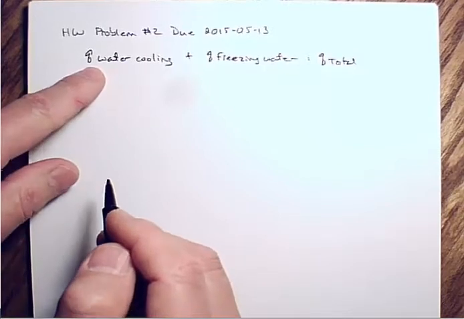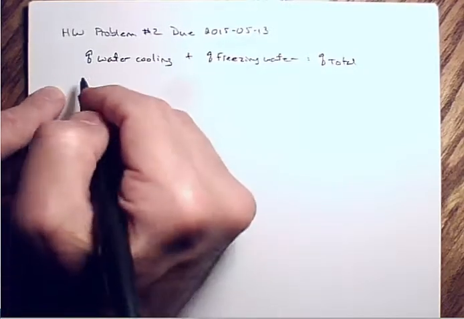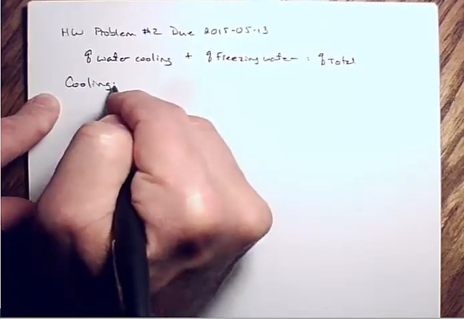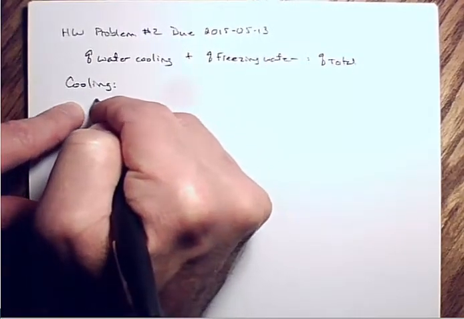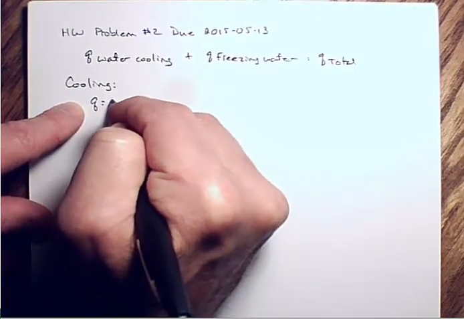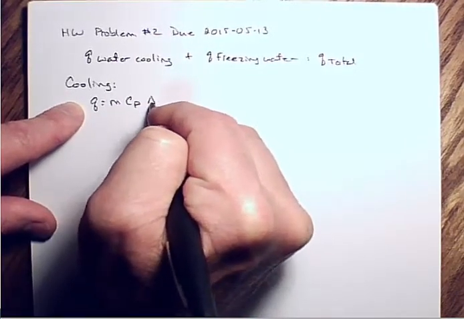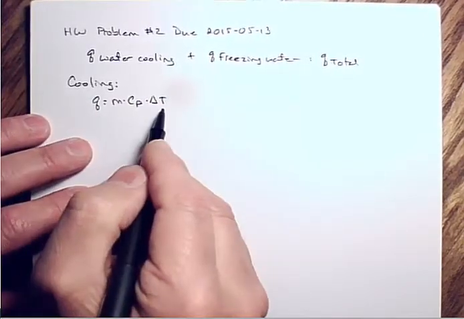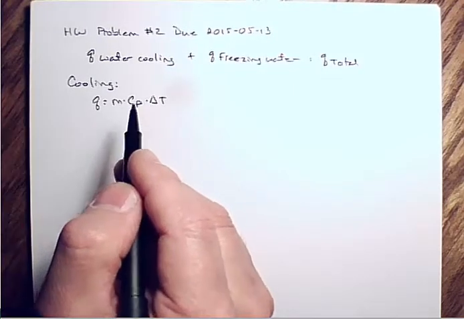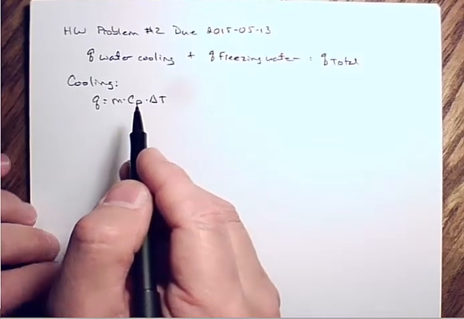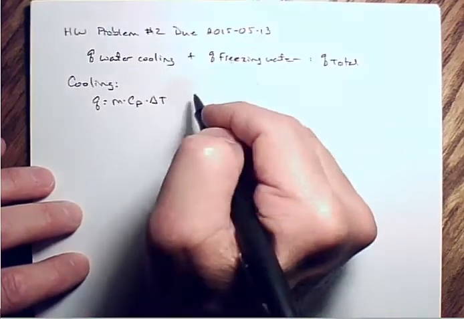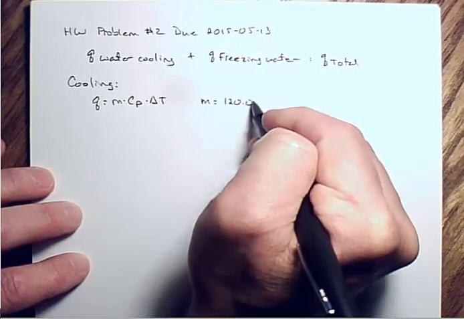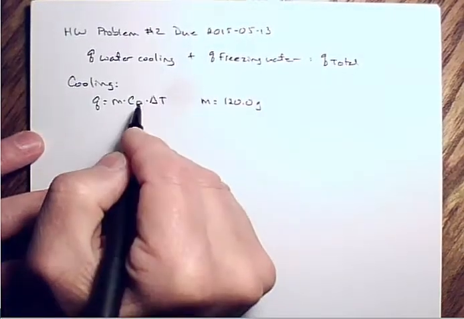For the water cooling, you need to know the equation is Q equals mass times specific heat times change in temperature. Okay? So we need to know the mass. The mass in the problem is 120 grams. Is that right? Specific heat for liquid water.